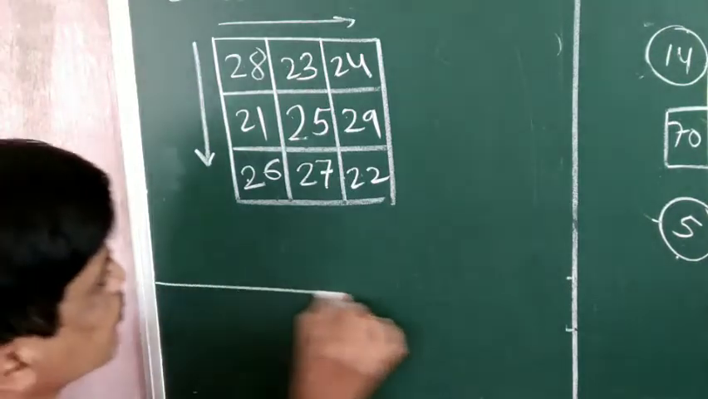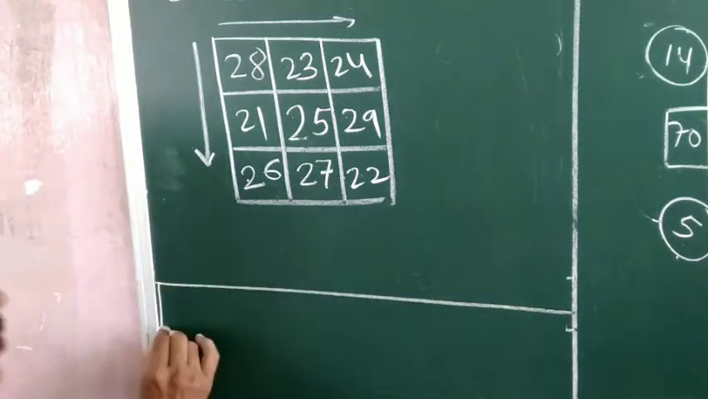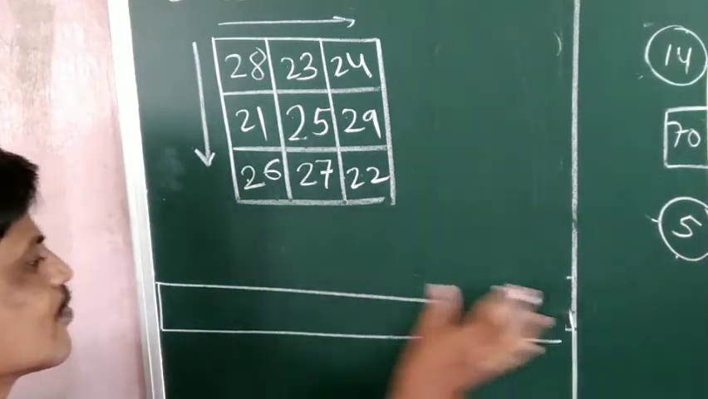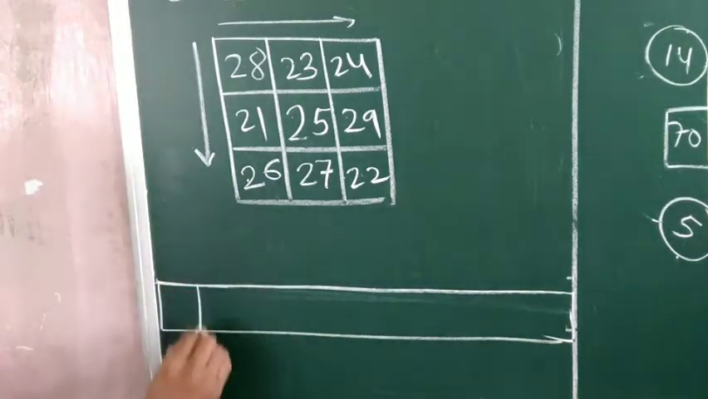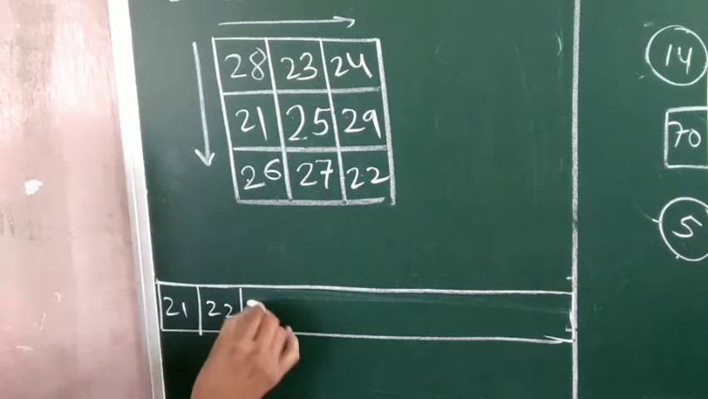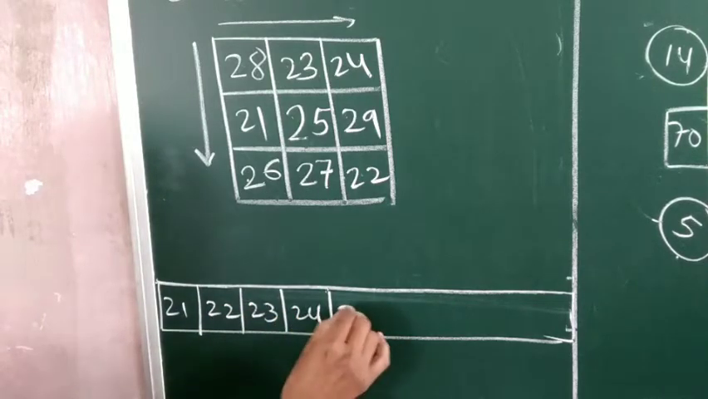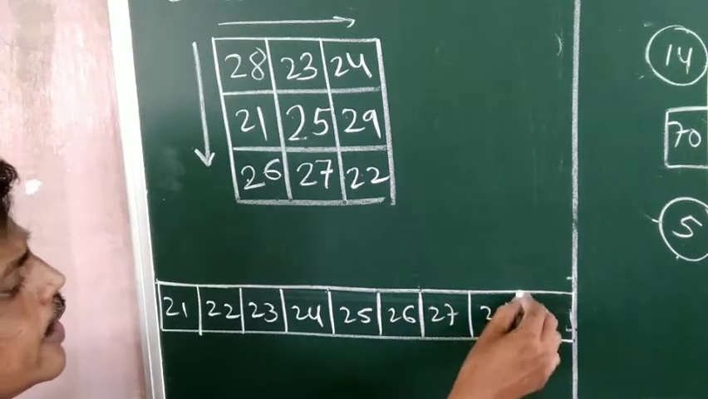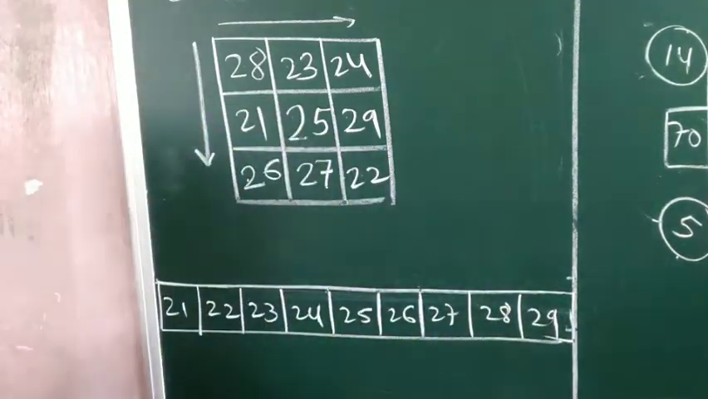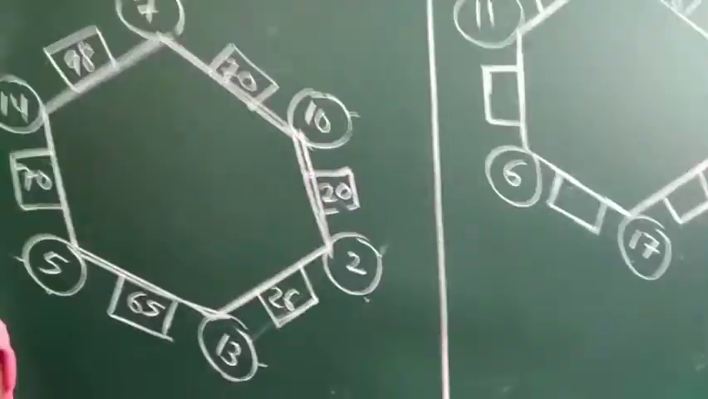So see. So which of these number? 21, 22, 23, 24, 25, 26, 27, 28 and 29. Okay? This one. Now next, magic square.